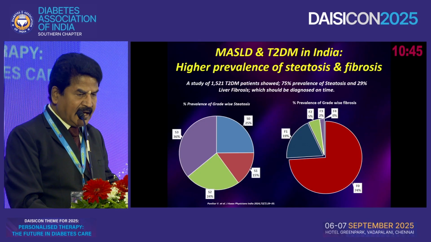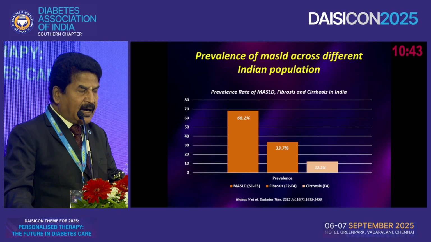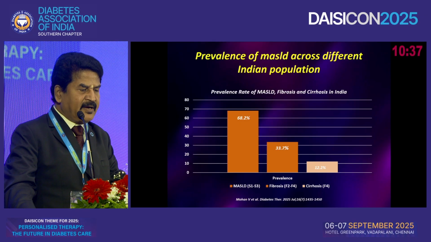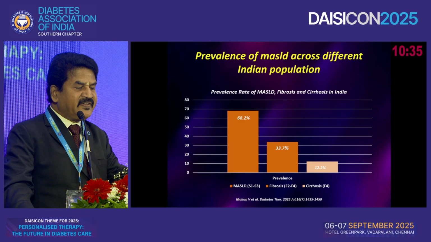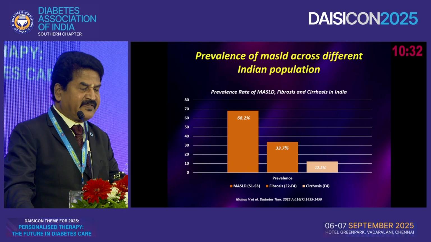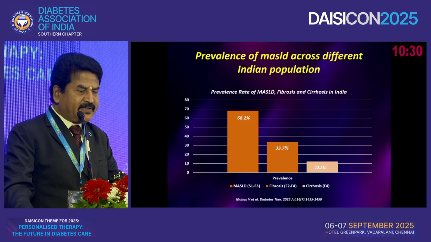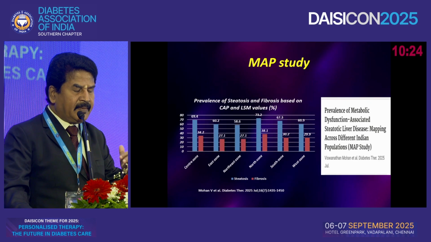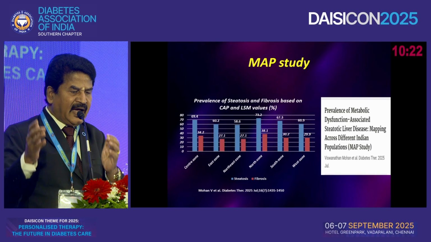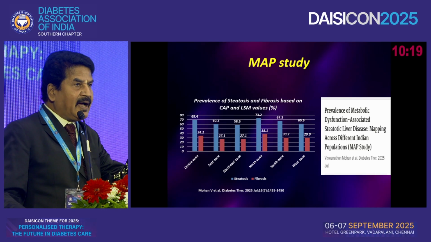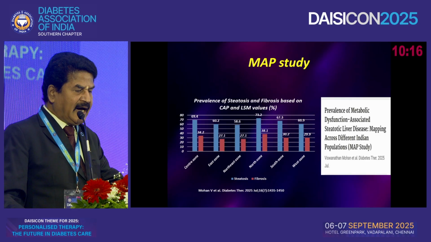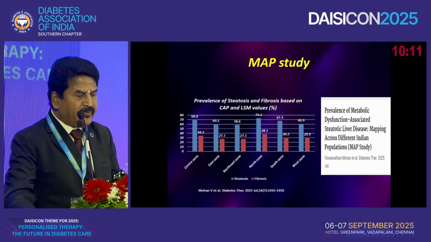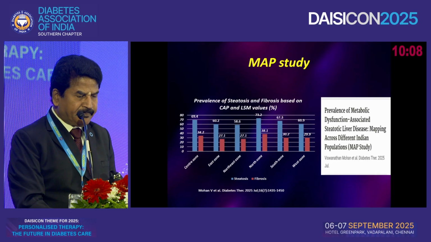There is a higher prevalence of steatosis and fibrosis, amounting to 75% prevalence of steatosis and 29% of liver fibrosis among the Indian population. According to Professor Mohan et al., there is a higher prevalence of MASLD in the Indian population. The prevalence rate of MASLD is around 68%, with fibrosis 33% and cirrhosis 12.2%. The mapping study by Professor Dr. Mohan et al. shows across different Indian populations a higher prevalence of steatosis, around 60% and above, and a significant prevalence of fibrosis, around 20 to 30%.